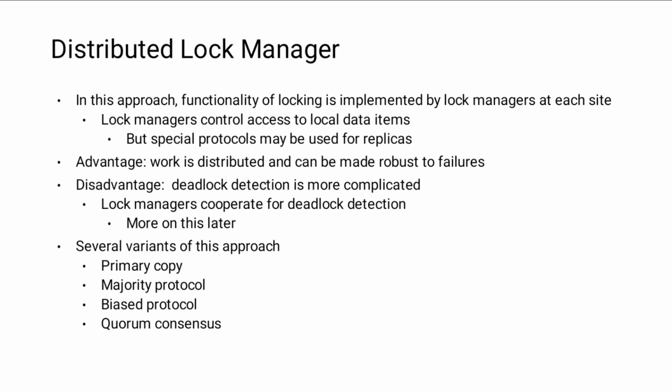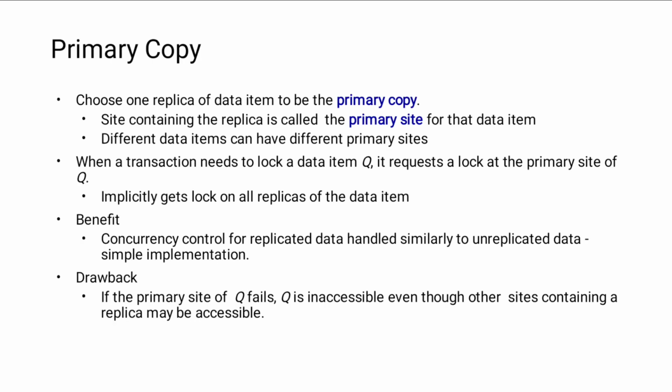For this approach, many variants are present: primary copy, majority protocol, biased protocol, quorum consensus. These are all we are going to see. Primary copy: we have to choose one. Already we have seen this term primary copy. One replica of a data item is selected as the primary copy, and the site containing that replica is called the primary site. Different data items can have different primary sites. When a transaction needs to lock a data item Q, it requests a lock at the primary site of Q. Implicitly, the lock is provided.